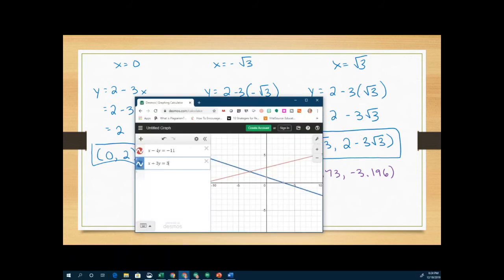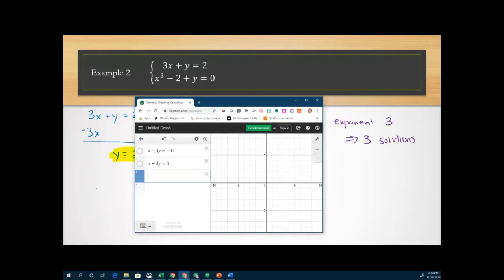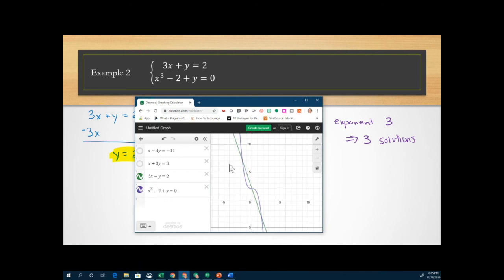So I'm going to bring back up Desmos. And I'm going to go back a slide so I can get the systems here. So we have 3x plus y equals 2, and then x cubed minus 2 plus y equals 0. Okay, and you can see I clicked off, so now you don't really click on any of the numbers, but when I click it again, you can see the three intersection points here where they intersect.